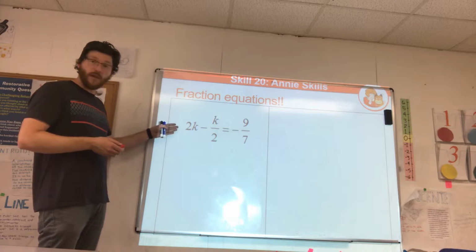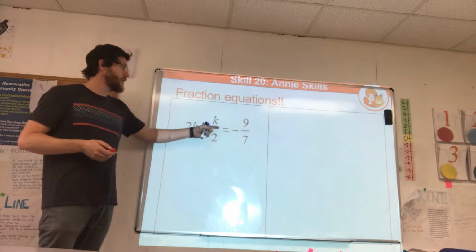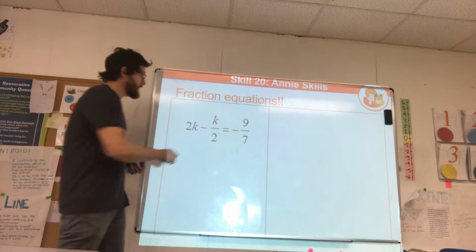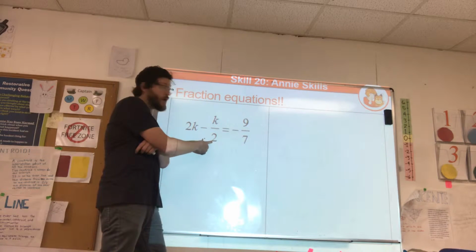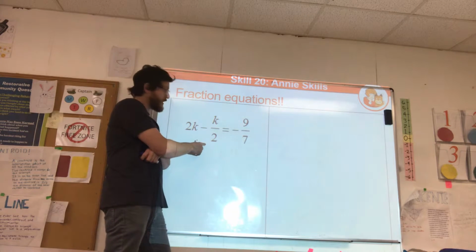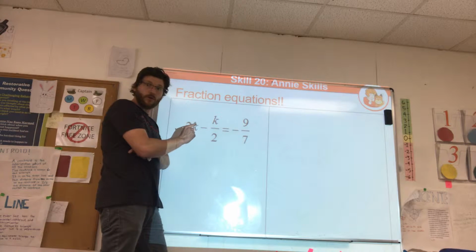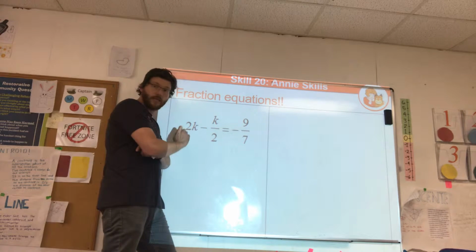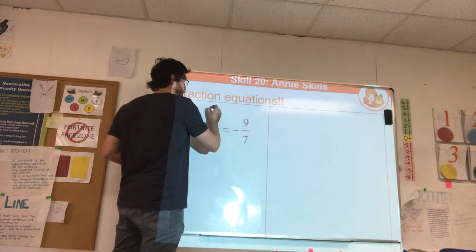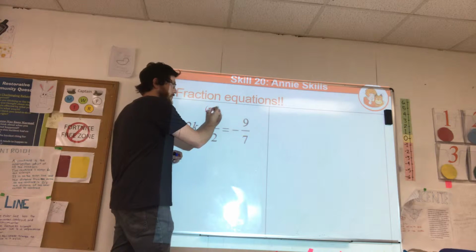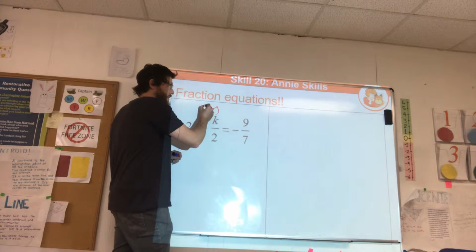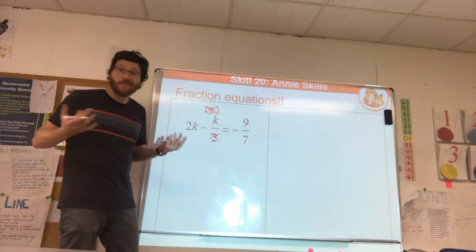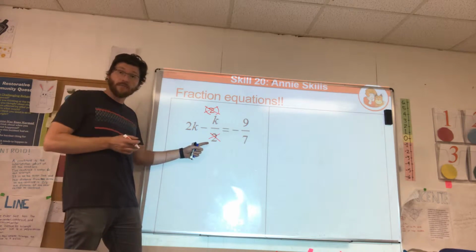Okay, and what I mean by that, we have the problem 2k minus k over 2 is equal to negative 9 over 7. And when I look at this problem, the first thing that I see is a 2 in the denominator. We'll get to the 7 later, but we're going to start by getting rid of the 2. And if you remember from earlier in the year, the opposite operation, or inverse operation, of division is multiplication, right? So if I multiply this right here by 2, the 2 on top is going to cancel with my 2 on the bottom. And that's going to help me out later because now I'm not going to have a fraction anymore because the 2 on the bottom is gone.